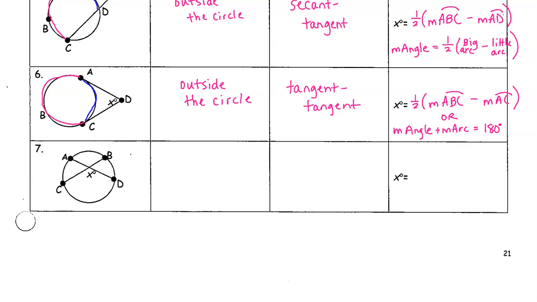Okay, so really you can do these problems either way. I like the shortcut of doing the measure of the angle plus the measure of the arc equals 180.